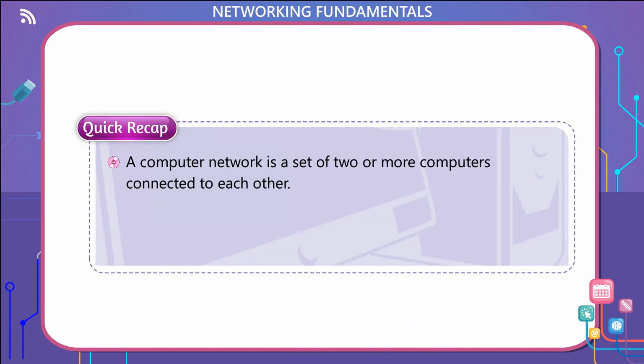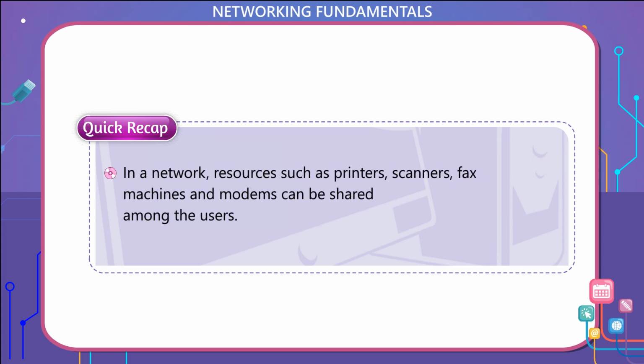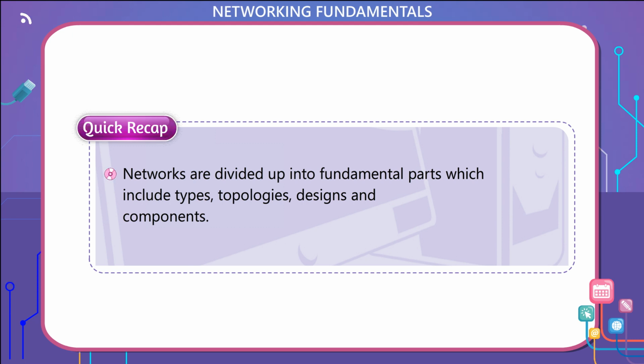Quick recap. A computer network is a set of two or more computers connected to each other. A network is simply a group of two or more personal computers linked together. Many types of networks exist, but the most common types of networks are local area networks, LANs, and wide area networks, WANs. In a network, resources such as printers, scanners, fax machines, and modems can be shared among the users. Networks are divided up into fundamental parts, which include types, topologies, designs, and components.